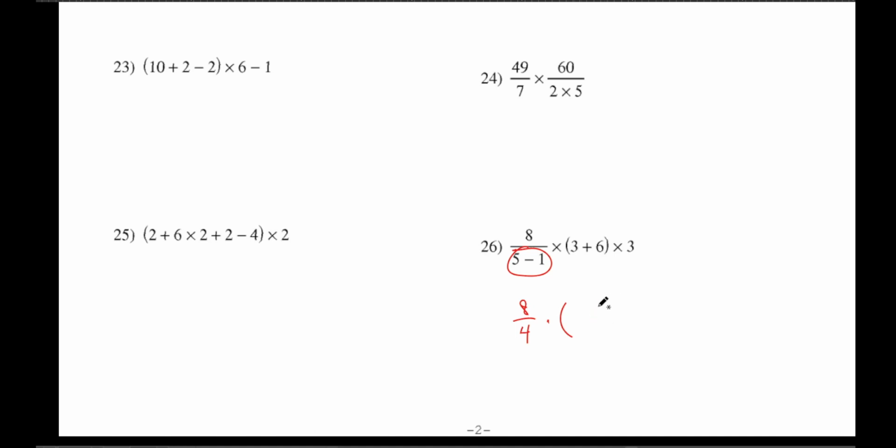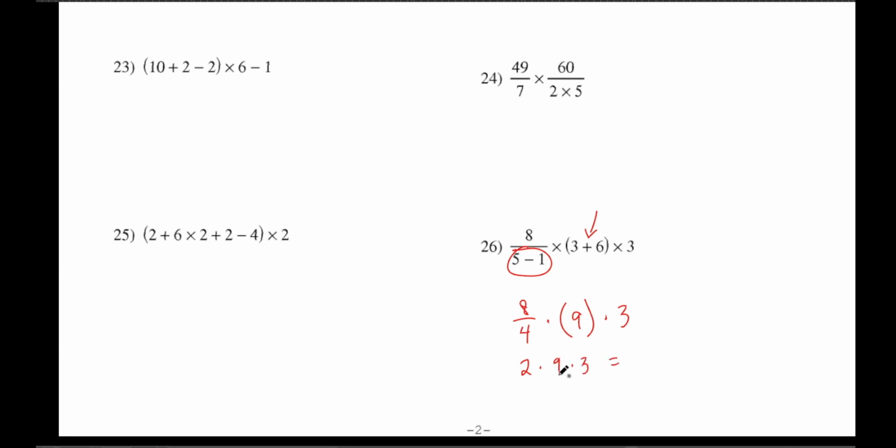Let's just do it right now. Let's do in this step, let's do this parentheses. What am I going to get in that parentheses? A 9. Everybody see that? And then what? Times 3. Right? Well, what's 8 over 4? It's 2. So it's just what? 2 times 9 times 3.